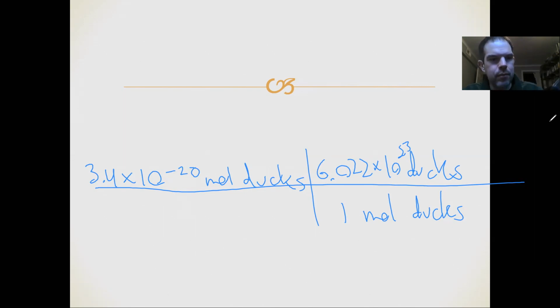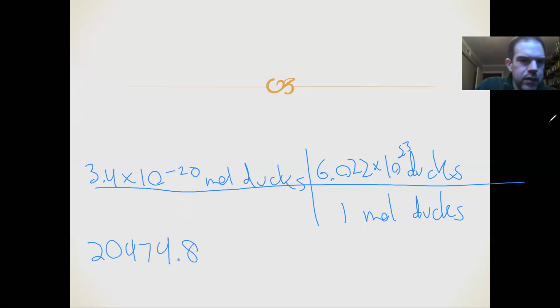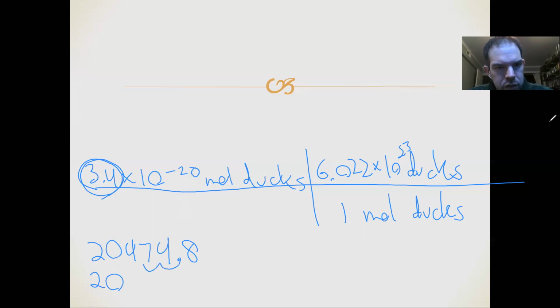Okay. And then I'm going to multiply that times 6.022, hit my EE button, and go 23, and it comes out as a really long number here, 20474.8. So it looks like I need 2 sig figs. Okay, so I'm going to keep the 2 and the 0. I'm going to move 1 spot, 2 spots, 3 spots, 4 spots. So it'll be 2.0 times 10.